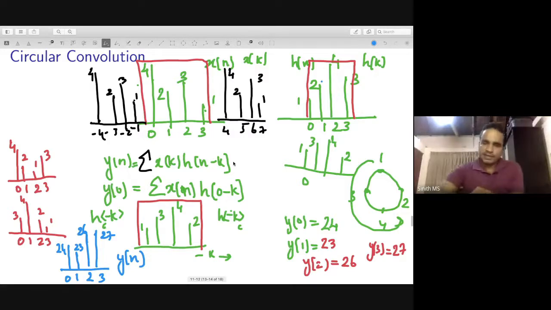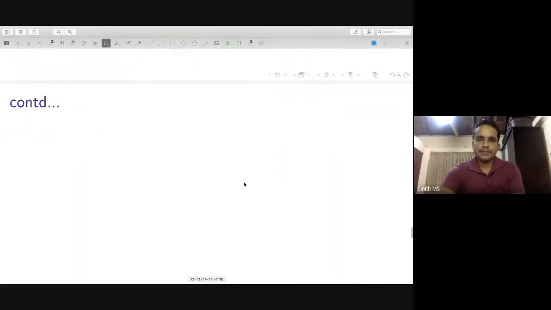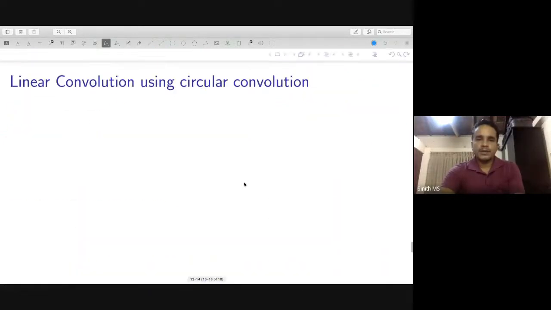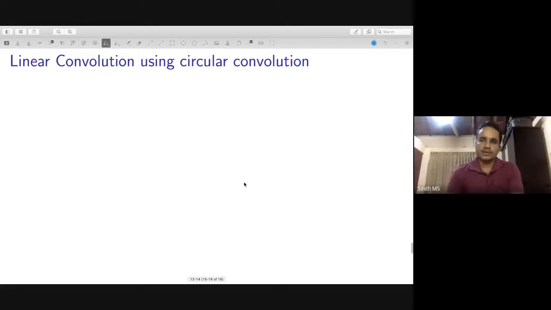I hope the process is clear. This is how you do circular convolution. Okay. Now let us see how to do linear convolution using circular convolution. How do you do linear convolution using circular convolution?